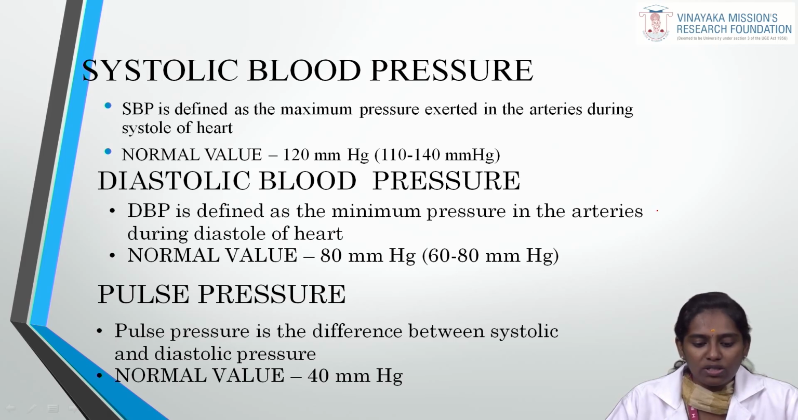Then we will come on to the pulse pressure. Pulse pressure is the difference between the systolic and the diastolic pressure. The normal value is 40 mm of mercury. Now we have seen the 3 blood pressures: systole, diastole and the pulse pressure. Systole means during the contraction and diastole is during the relaxation. Pulse pressure is the difference between the systolic and the diastolic pressure.